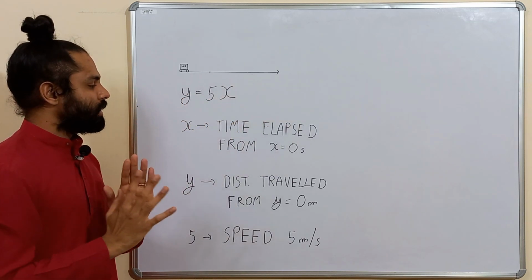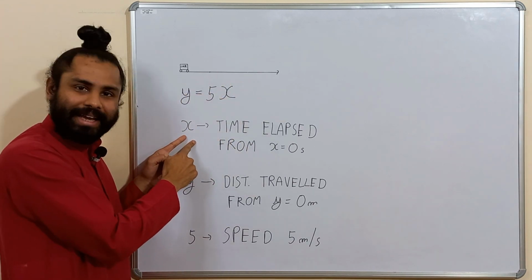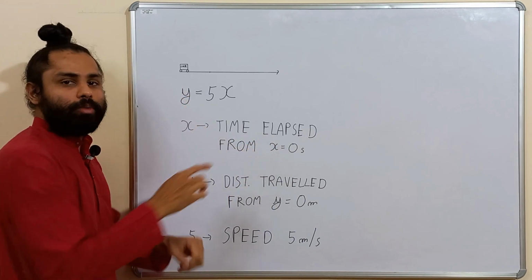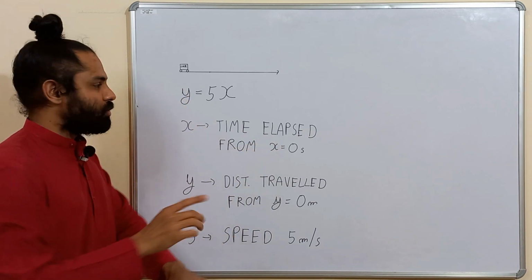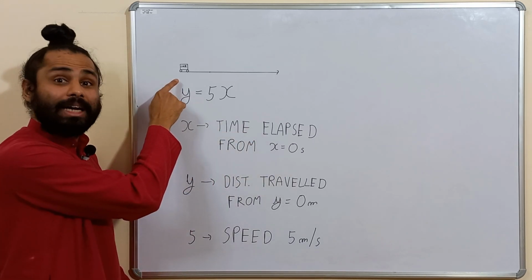As we remember from last time, we are measuring the time elapsed during its travel using the letter X. So X is the time elapsed from the start. The start is when we kept our stopwatch at 0 seconds. So time elapsed from X equal to 0 seconds, that was the start.